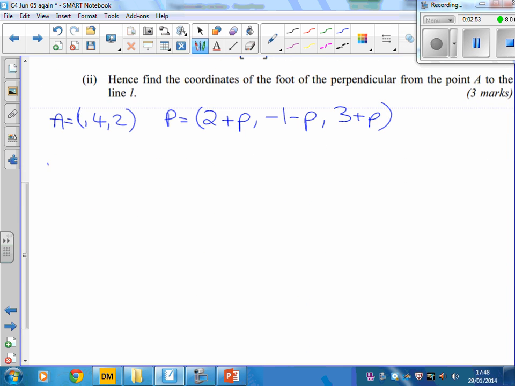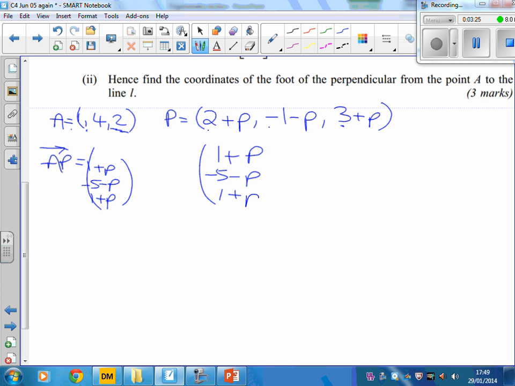I need to find out what A to P is. So how do I get from 1 to 2 plus P? Well, it's an extra 1 plus P. How do I get from 4 down to minus 1? That's minus 5 minus P. And how do I get from 2 to 3 plus P? I need an extra 1 plus the P. So there's my A to P. And what we're going to do with that is dot it with the direction of the line.